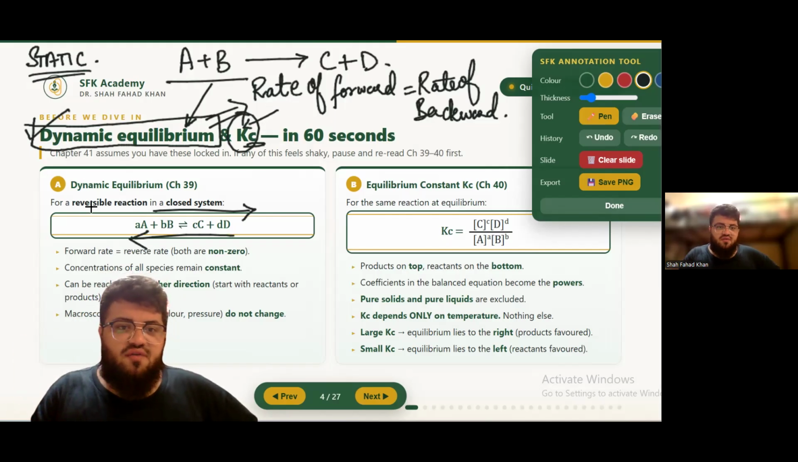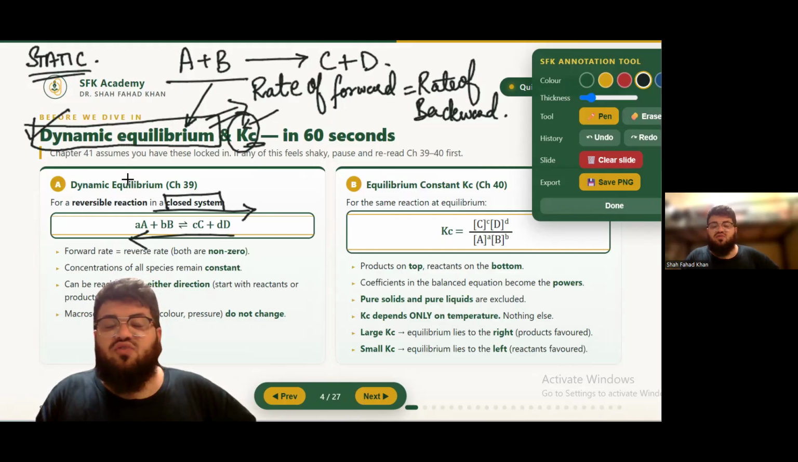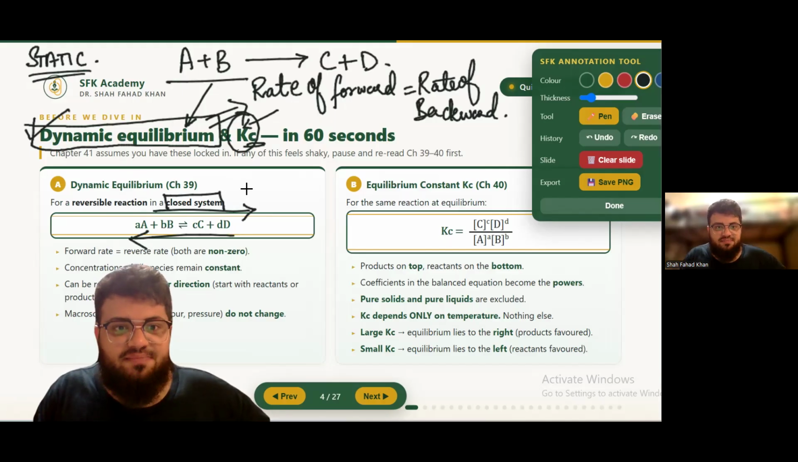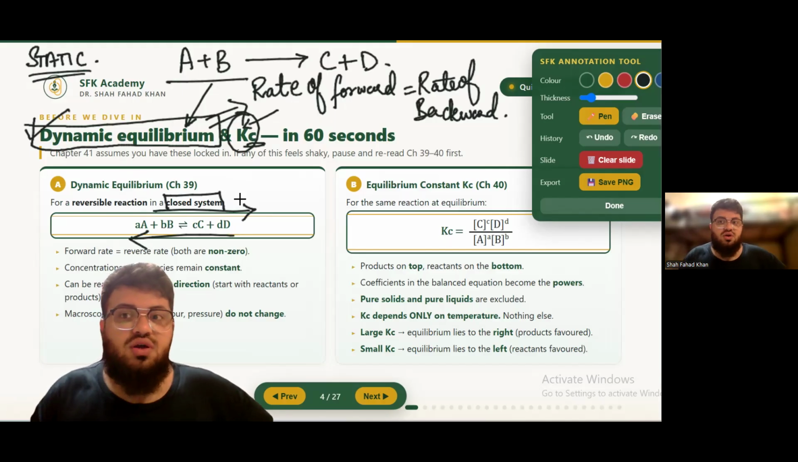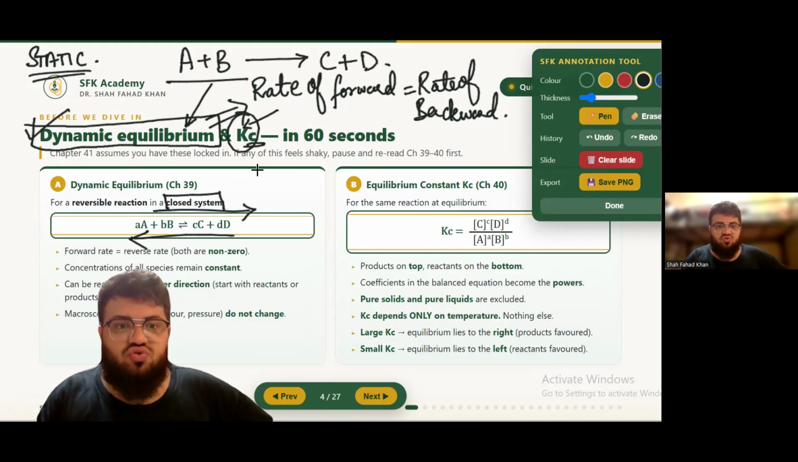Let's look at it. For a reversible reaction in a closed system, dynamic equilibrium can be established. Keep in mind that it has to be a closed system, not an open system. What's the difference between a closed system, open system, and isolated system? That's homework for you guys to research. Make sure to find your answers and comment the right answer in the comment section.